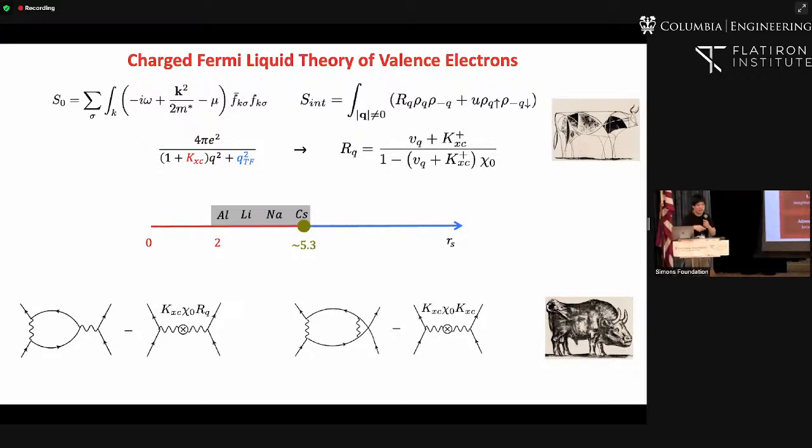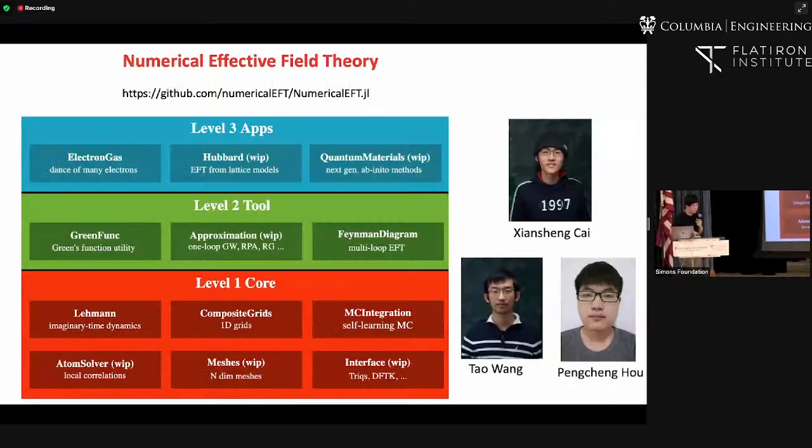So basically we call it the numerical effective field theory approach. We developed components to parameterize the Green's function, to generate Feynman diagrams, and to perform Monte Carlo integrations. And now all these techniques are ready, so basically the study is ongoing. Okay, because the time is limited here, I will stop here.